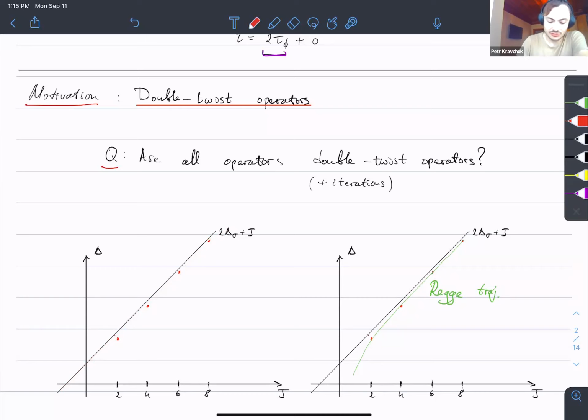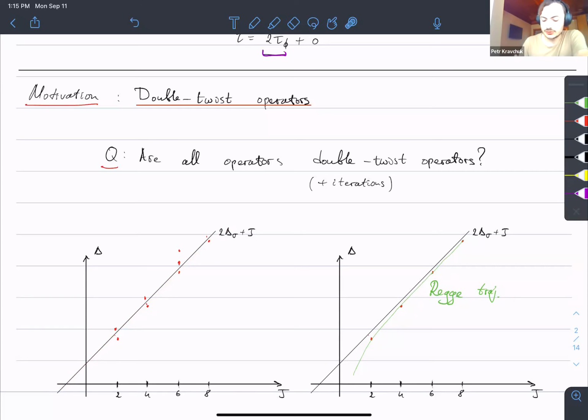But of course, if your situation is more complicated and you have a bunch more operators here, then it's much less clear which particular operators have to be understood as lying in this trajectory, if any.